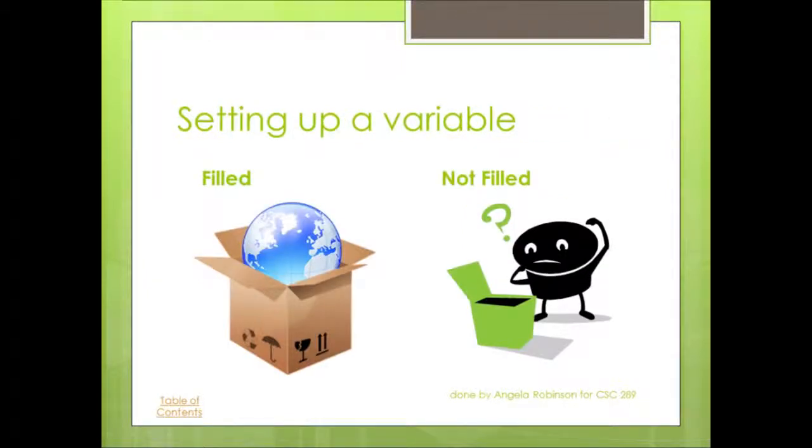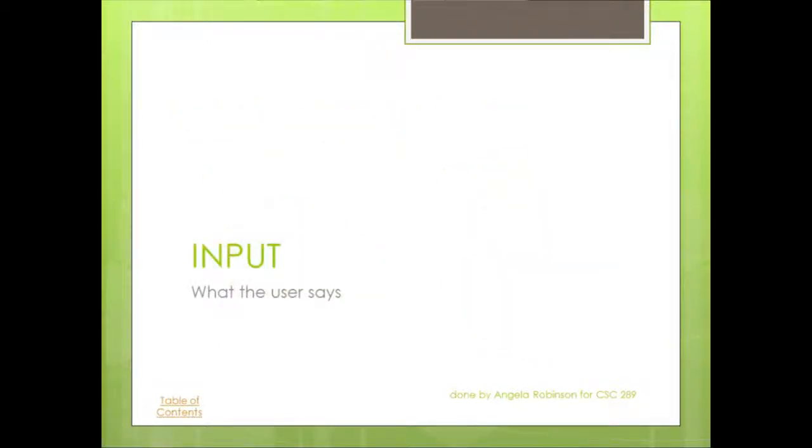Variables can be holding something when the program initially runs, but sometimes you don't know what the exact information is going to be. But you do know what kind of data type it's going to be, like a number or a string. You can set variables up so that they will have the space available to hold the information a user puts into the computer. This brings us to input.